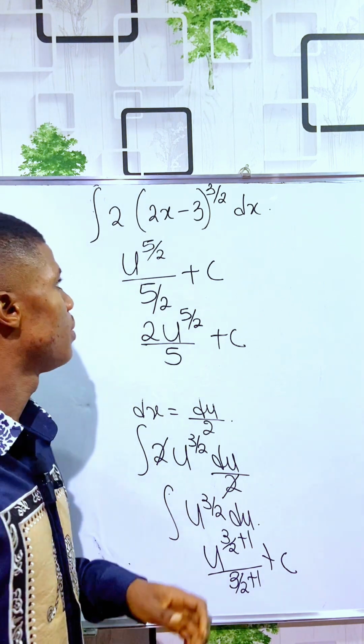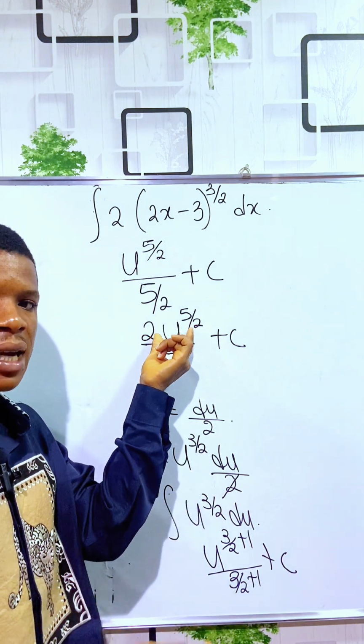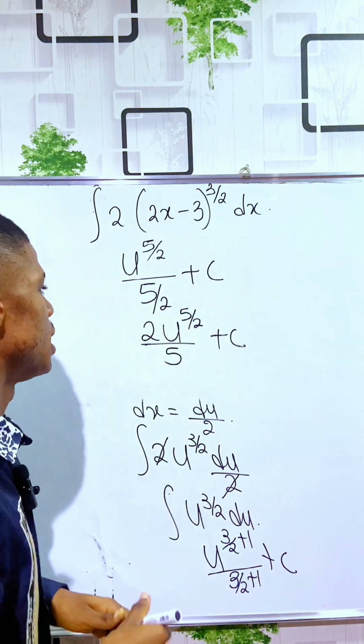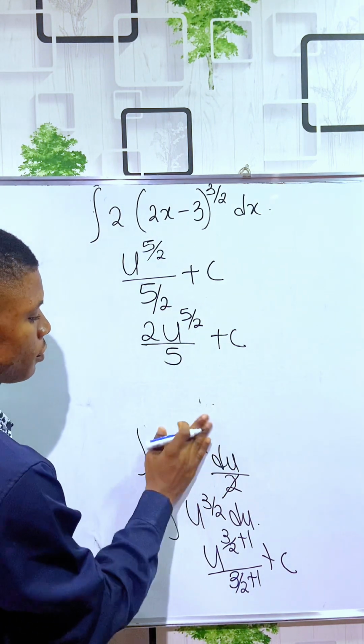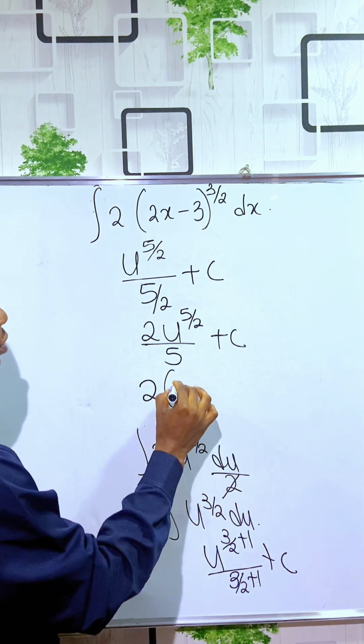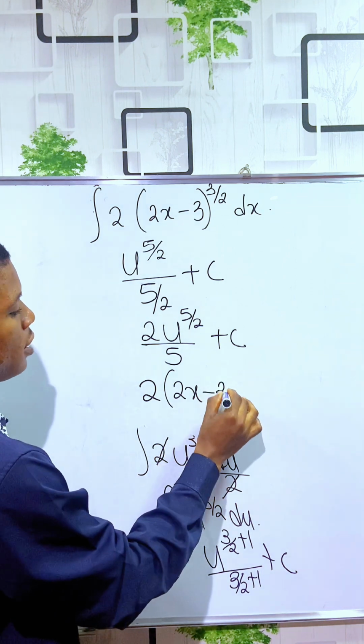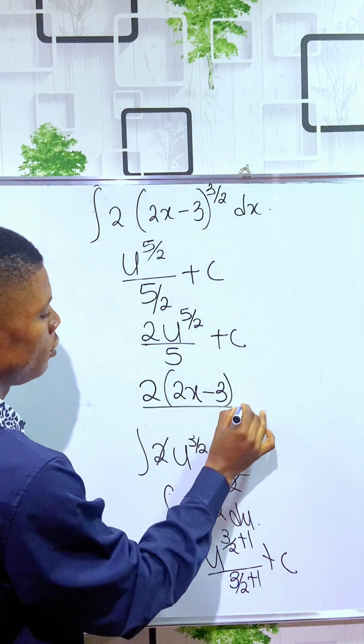Then the general form now is that you are going to substitute the value of u. That's back substitution. You can see you have it to be 2 into 2x minus 3, all over 5.